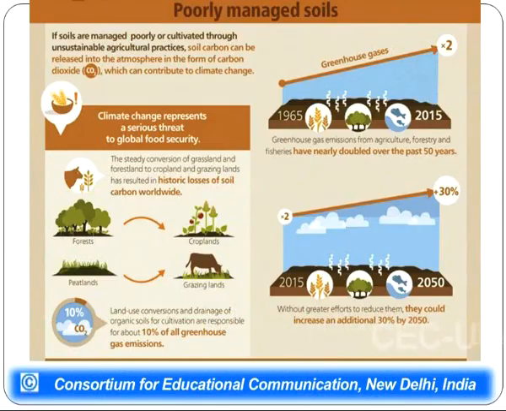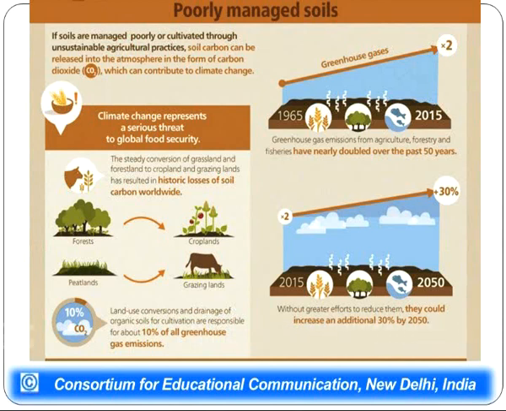Now, I would like to look at a basic of food security, that is soil, and particularly poorly managed soil. Better management of soil is very much linked with the food security of a particular region. If soils are managed poorly or cultivated through unsustainable agricultural practices, then soil carbon can be released into the atmosphere in the form of carbon dioxide, which can contribute to climate change. Climate change is also becoming a very important component of food security.